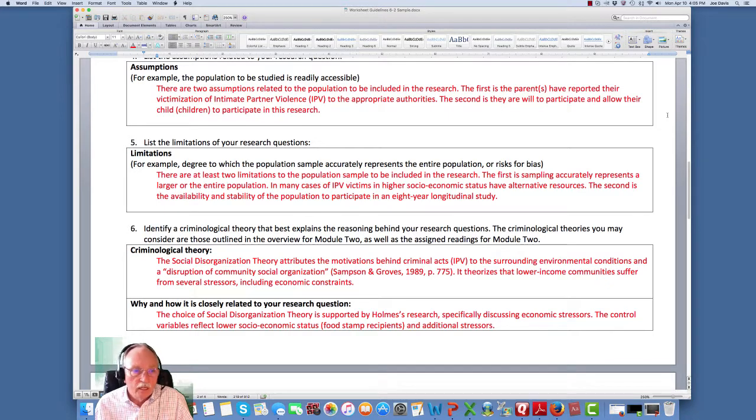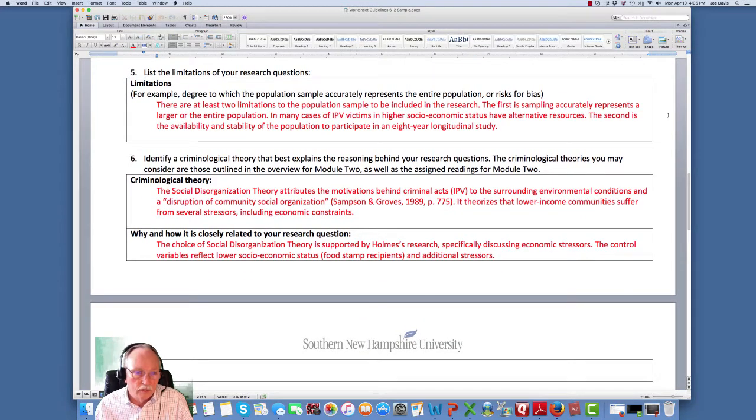Okay. The next limitation, where's it started? The second limitation is the availability and stability of the population to participate in an 8-year longitudinal study. Remember, these are lower socioeconomic, less educated, living probably on food stamps, according to at least one research article that we're going to quote in a moment. And are they stable? Will they be around? Well, they may be there 5 years, 3 years, 10 years. But that is a limitation to our research question, okay?